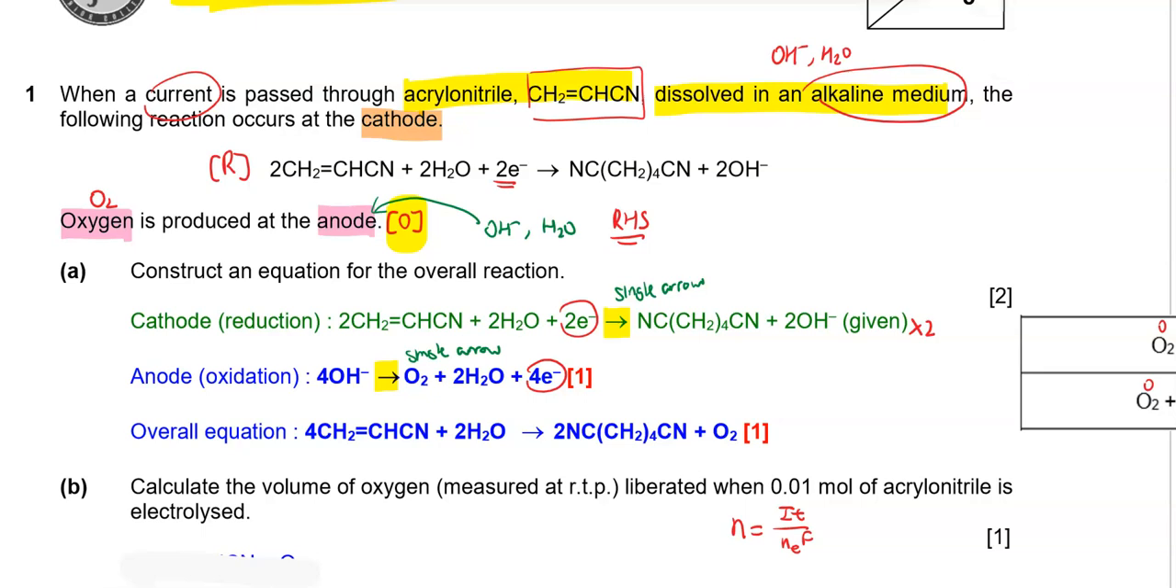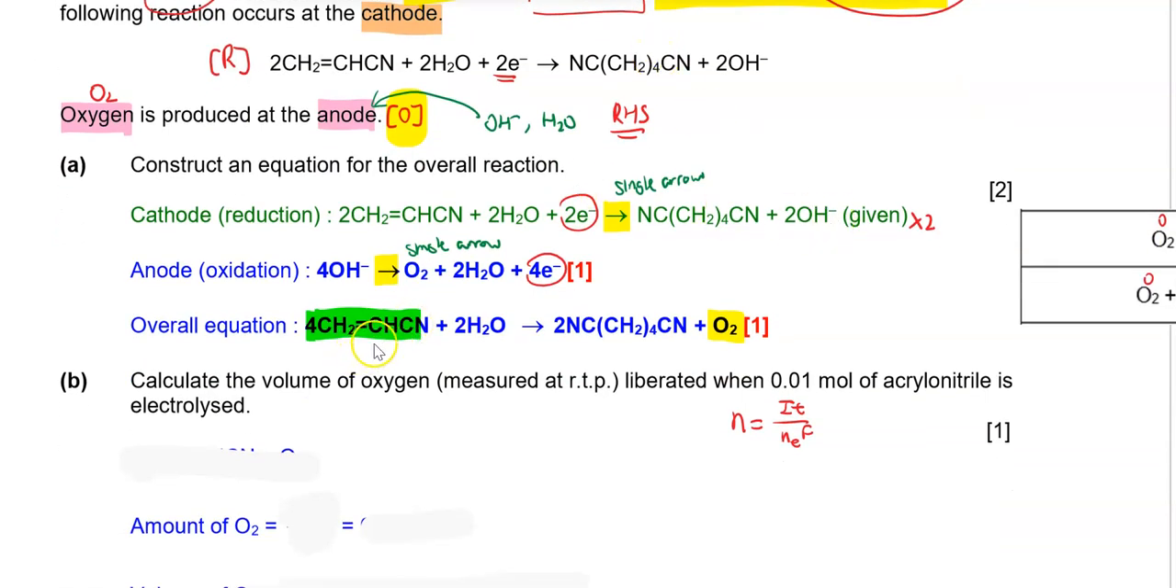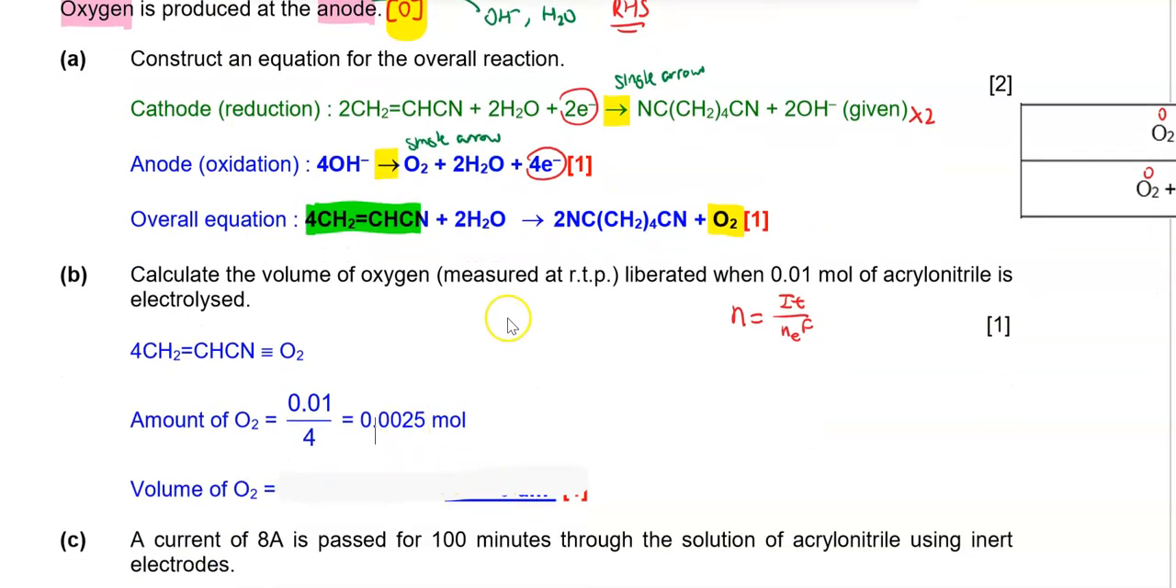But what we do have is the mole ratio of the acrylonitrile to that of O2. So 4 moles of acrylonitrile will produce 1 mole of O2. We know that 0.01 mole of acrylonitrile is electrolyzed, so the O2 will be 0.01 divided by 4, and therefore I get 0.0025 moles. Based on the question, they said RTP, the molar volume is 24 dm cube per mole, so you multiply by that and you get 0.06 dm cube.